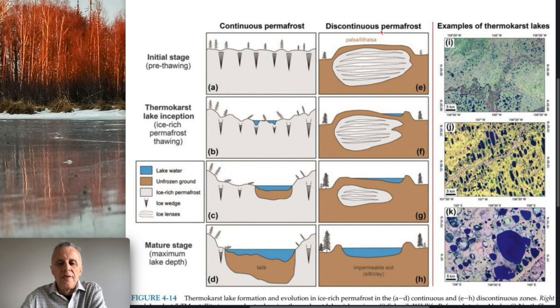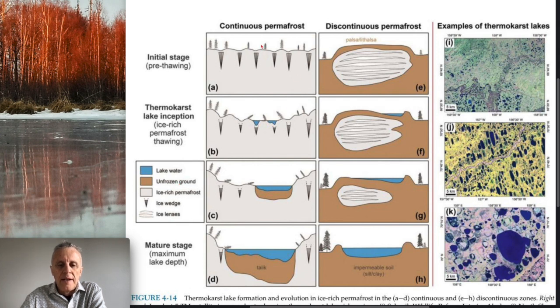Here we have discontinuous permafrost. So that area here is an ice lens. This is the legend, and then this is an ice wedge, and you can see that around that piece of ice there is no ice. So it is discontinuous, rather than here where we have the continuity of the ice. Okay, and then we have lake waters in blue, and unfrozen ground in brown.